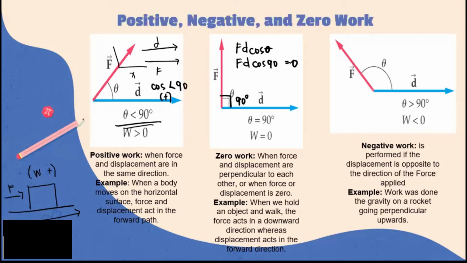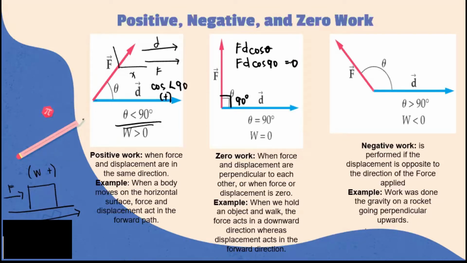Okay? Mag-move on naman tayo dito sa pangatlo, negative work. Negative work is performed if the displacement is opposite the direction of the applied force. So, katulad lang din siya nito, pero kahit parallel siya, yung direction ni force tsaka ni displacement is opposite. So, kailan to nangyayari? When the gravity, okay, on the rocket going perpendicular upwards.